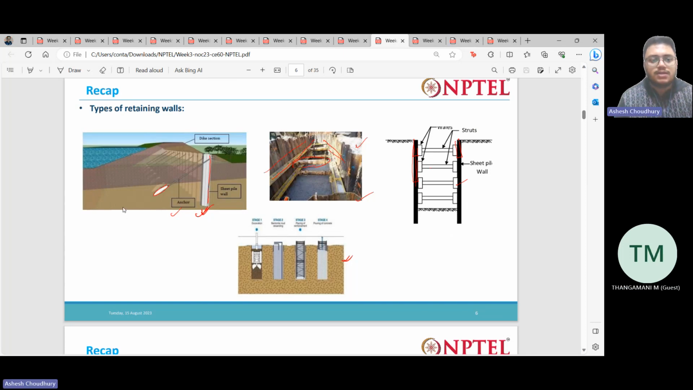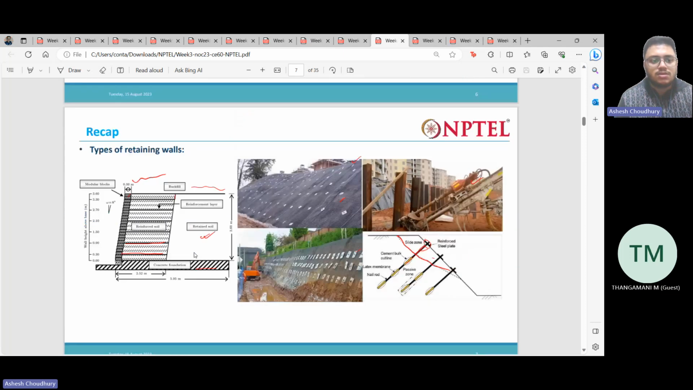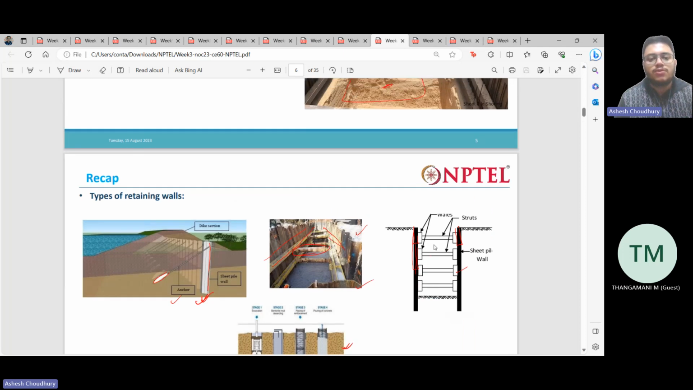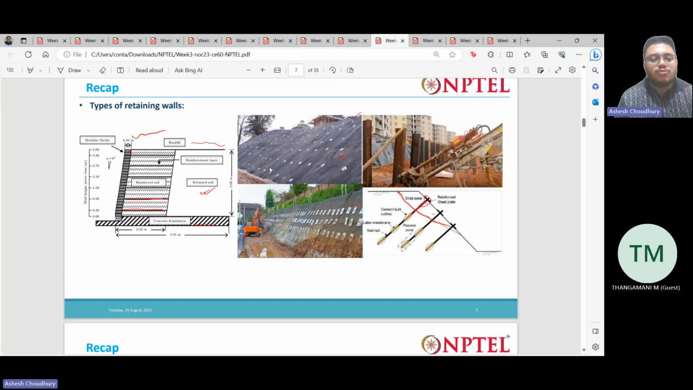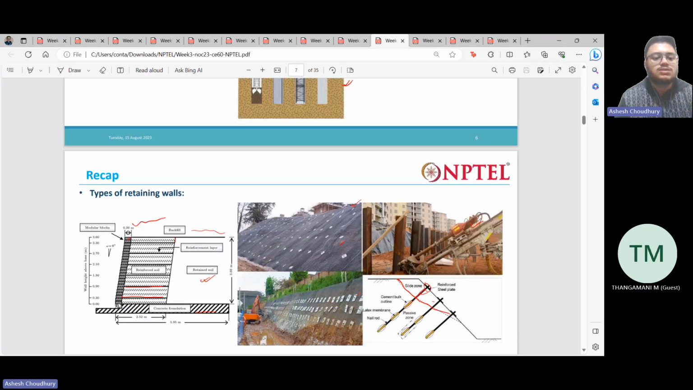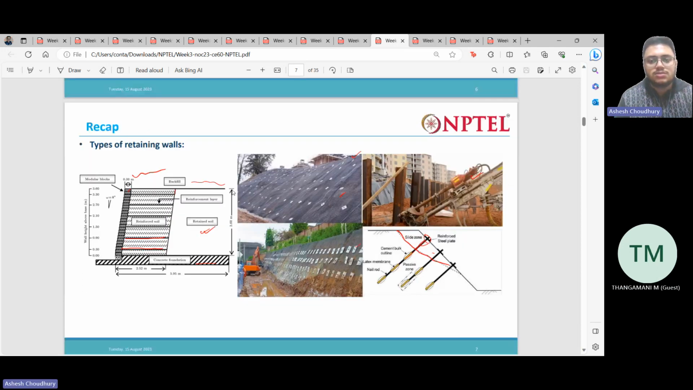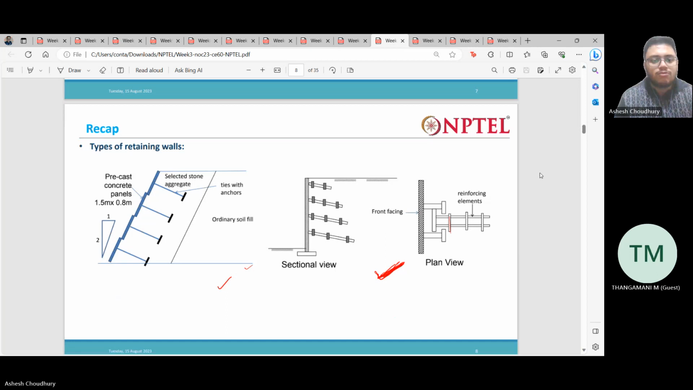Then the anchored retaining wall, where some anchor is there. So these also we saw. These anchored retaining walls are a type of reinforced retaining wall, right? So reinforced means supported. What we are doing is actually supporting the retaining wall with some anchors. Then we can have more different types, where you have modular blocks placed and we are reinforcing the soil with some reinforcement layers, with the help of modular blocks. These are more different types possible.